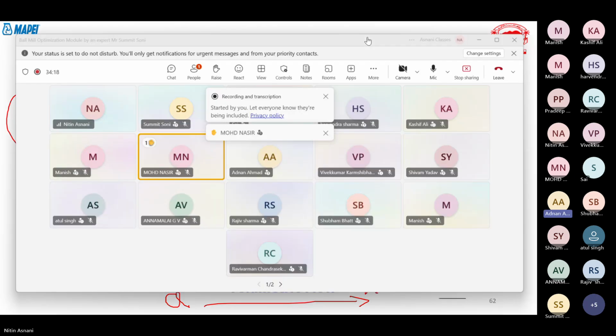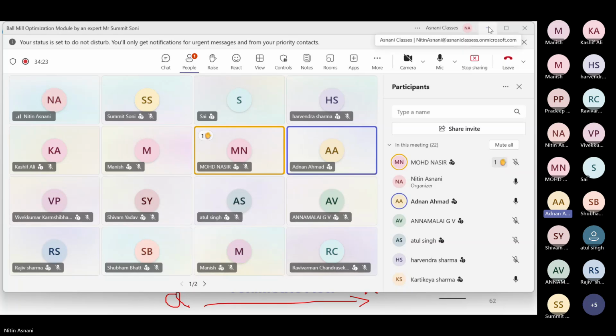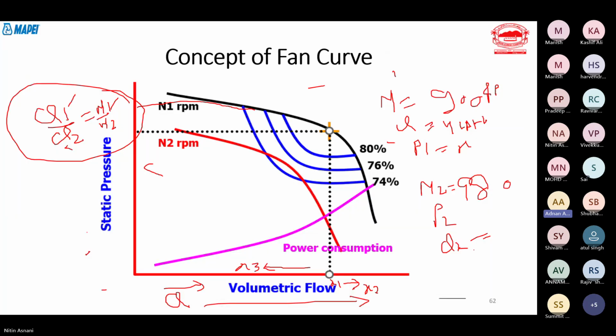Sir, I have a question. If I want to keep the same flow of the system, suppose 1,75,000 cubic meter per hour, and for the same flow, if I keep the RPM the same, will the delta P of the system increase or not, sir?